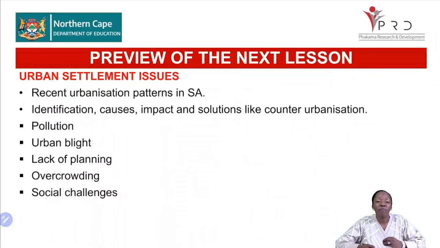Then to give you a preview of our next lesson, we want to focus on urban settlement issues. Under there, we're going to look at the recent urbanization pattern in South Africa. We're going to look at the identification as well as the causes, impact and solutions of counter-urbanization. And then we're going to look at those urban issues, which are pollution, urban blight, lack of planning, overcrowding, as well as social challenges.